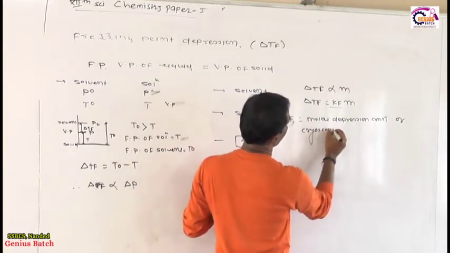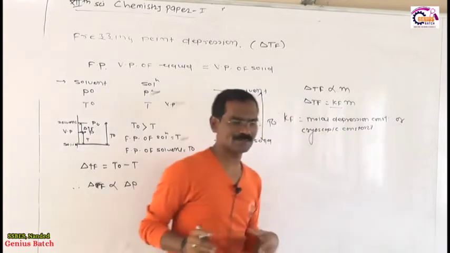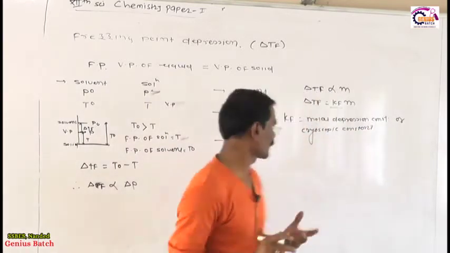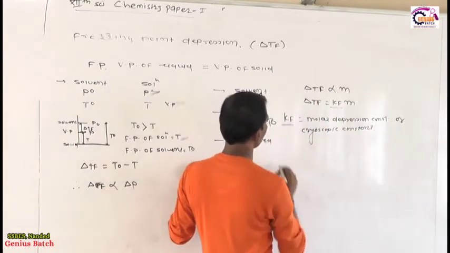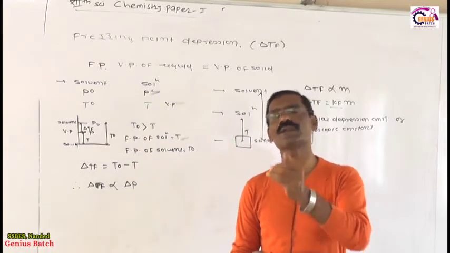Kf is called the cryoscopic constant, because Kb is the ebullioscopic constant, but Kf is called the cryoscopic constant. So what is the definition of Kf? It is the depression in freezing point produced for a 1 molal solution.